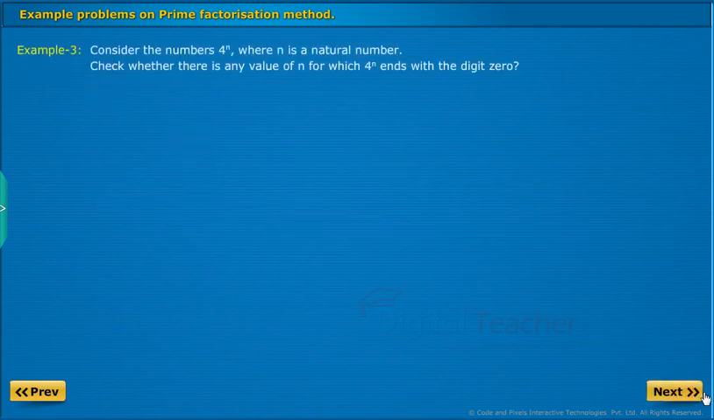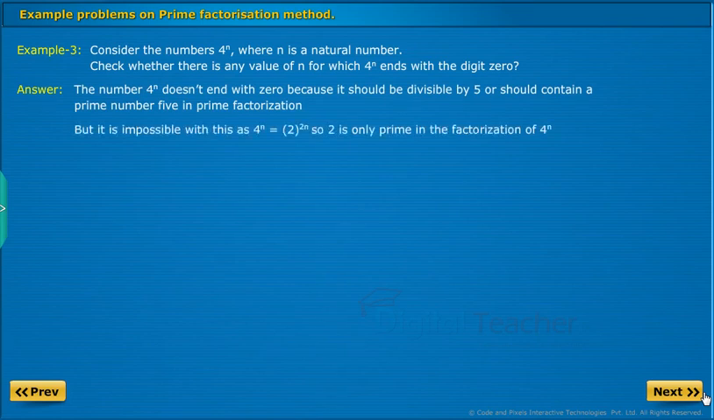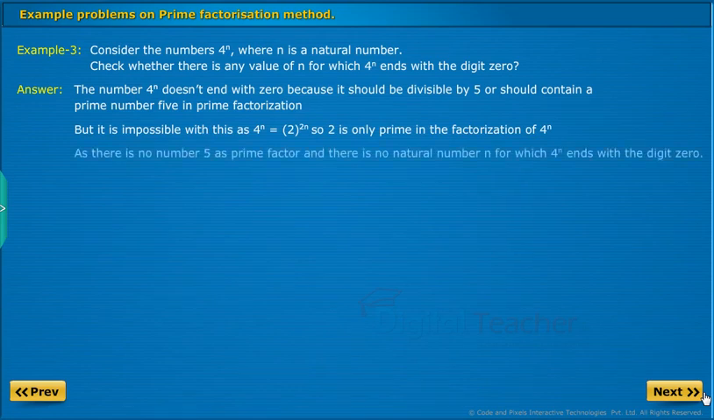Consider the numbers 4 power n, where n is a natural number. Check whether there is any value of n for which 4 power n ends with the digit 0. The number 4 power n does not end with 0 because it should be divisible by 5 or should contain the prime number 5 in its prime factorization. But it isn't possible, as 4 power n is equal to 2 to the power of 2n, so 2 is the only prime in the factorization of 4 power n. As there is no prime factor 5, there is no natural number n for which 4 power n ends with the digit 0.